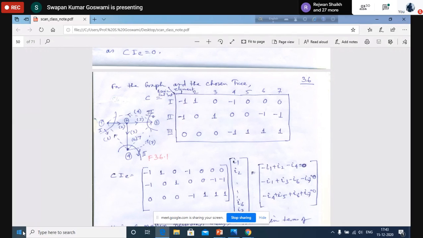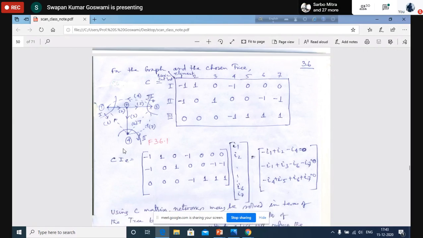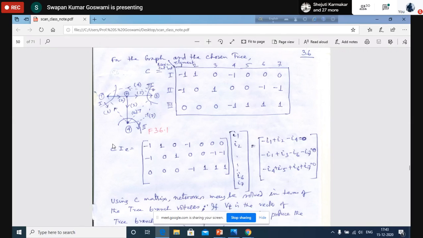Yes, sir. All right. Now you see that again this cut set matrix, we can utilize this in different ways. First of all, we can write Kirchhoff's current law using the cut set matrix. Okay, and in this very simple example, it is very easy to show that the cut set matrix, basic cut set incidence matrix, can be utilized to write the Kirchhoff's current law.